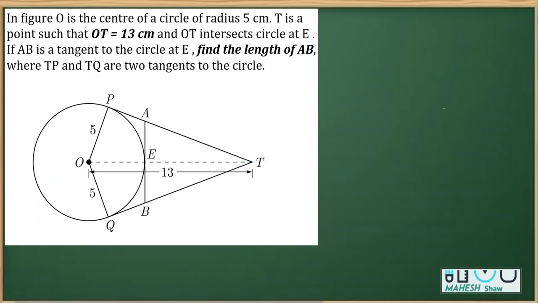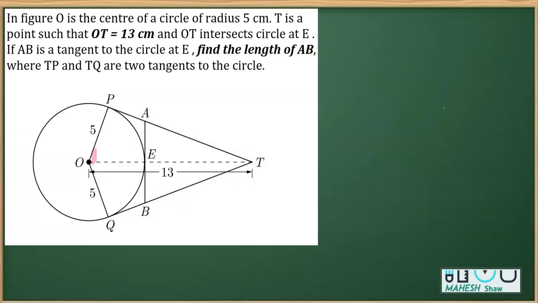Further, it says that OT intersects the circle at point E, and E is the point of contact for the tangent AB, right? It says AB is a tangent to the circle. So this is given as a tangent here. Now next they are asking to get the length of AB only. As I can see, we have to find the length of AB, and further information says that TP and TQ are two tangents drawn from the same exterior point.